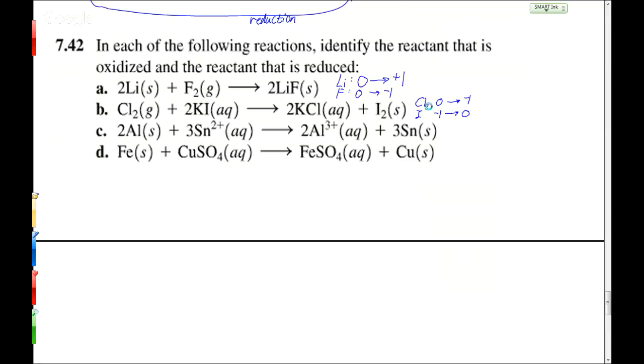So 0 to -1, -1 to 0. Which of those represents reduction, which is oxidation? So what represents a loss of electrons? Going from 0 to -1 or -1 to 0? -1 to 0, because that's getting more positive. Imagine a number line in your head, you're getting more positive. So iodine is oxidized. Let's keep track of this. So this is oxidized. This is reduced.